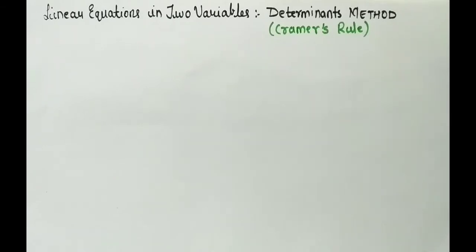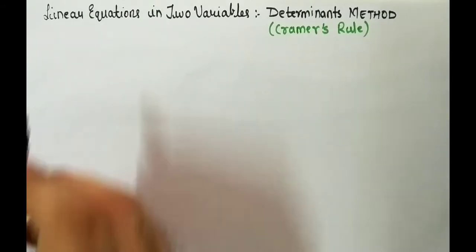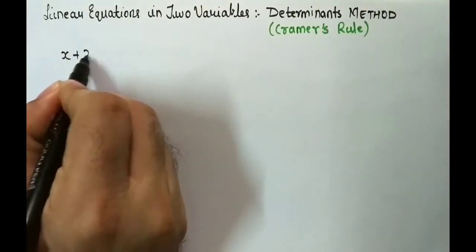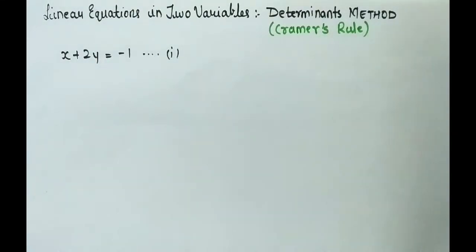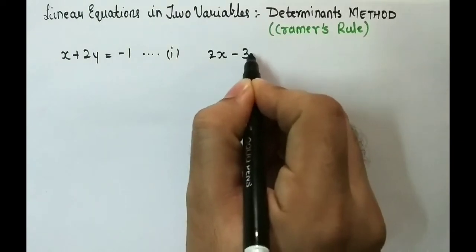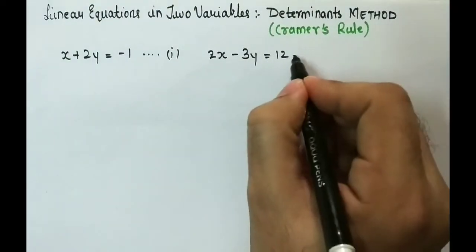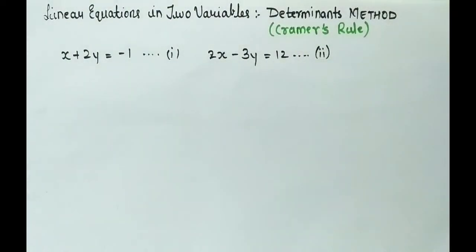Today we are going to learn to solve linear equations in two variables using the determinants method, also known as Cramer's rule. Let's take a textbook example. x plus 2y is equal to minus 1 is my equation number 1, and 2x minus 3y is equal to 12 is my equation 2.